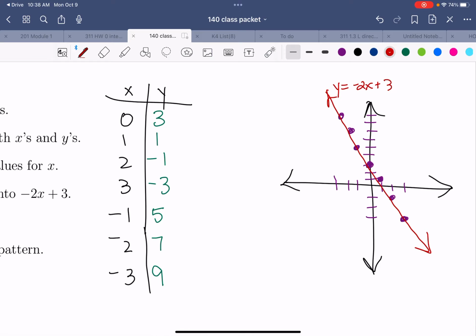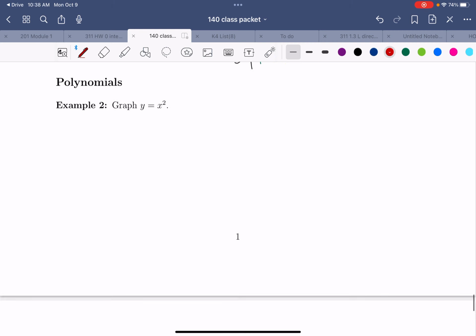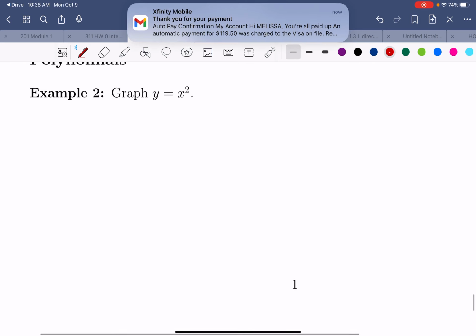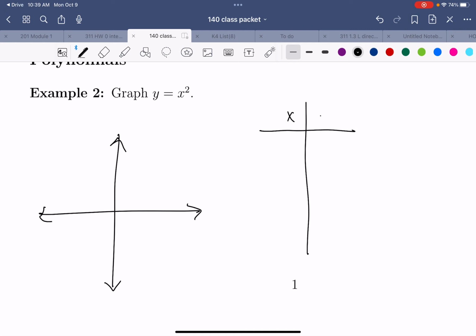Okay, and that's how I can graph my function. All right, so let's graph some other ones. So here's another one, y equals x squared. So we get our axes, and I'm going to create an x and a y chart. And I'm going to go with the same numbers, 0, 1, 2, 3, -1, -2, -3.